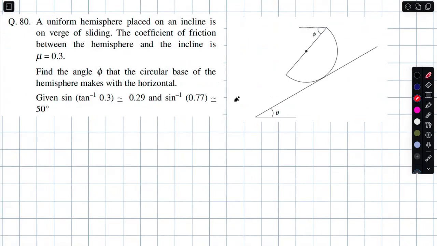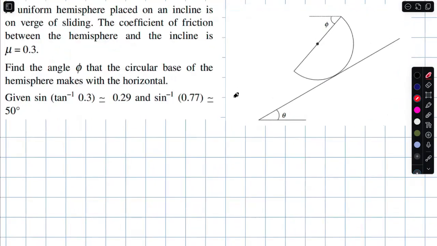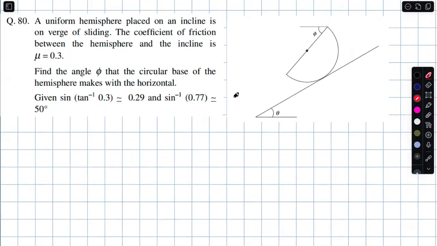Next question, question number 80. Right. This is also a similar question. A uniform hemisphere placed on an inclined plane is on the edge of sliding. This is the question.